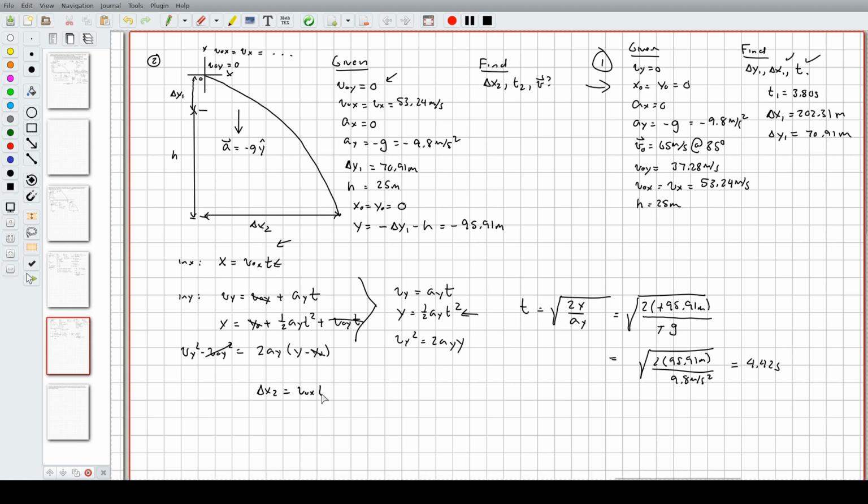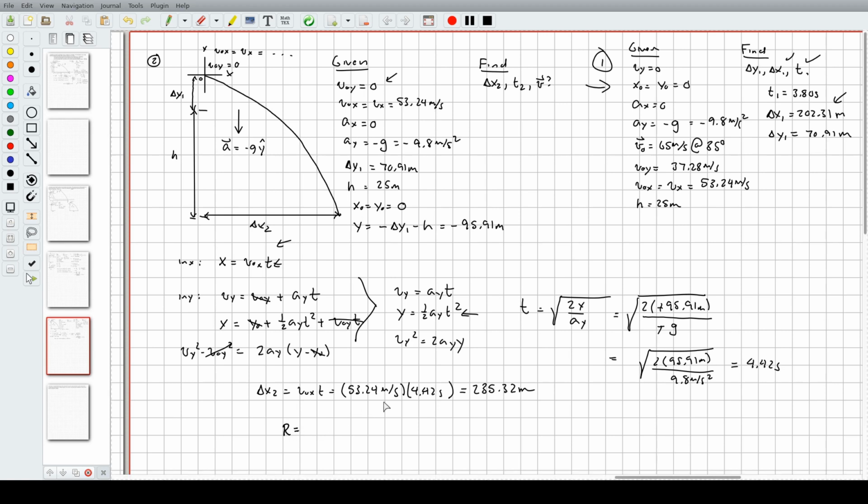It's V naught x times t, V naught x being 53.24 meters per second, and our time being 4.42 seconds. So, 235.32. Okay, great. So take a look here. We have the range from the first part. We just found the range for the second part.